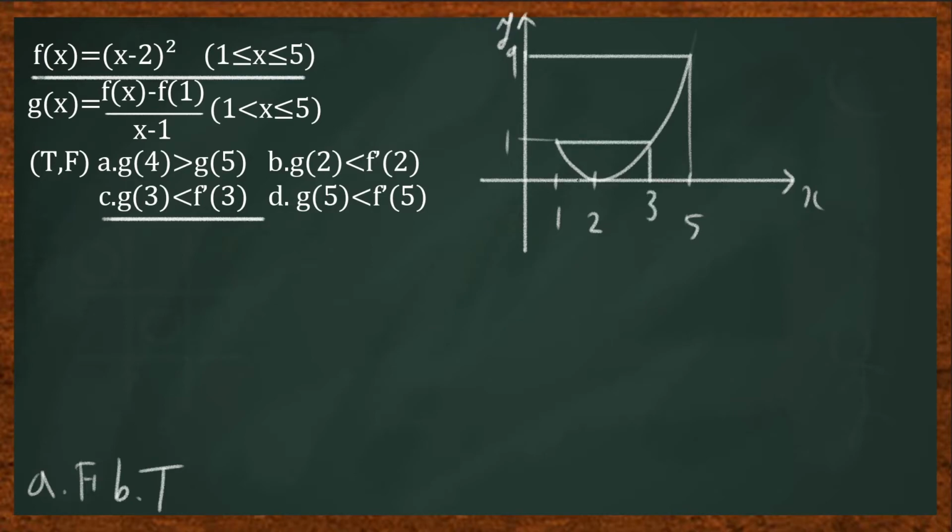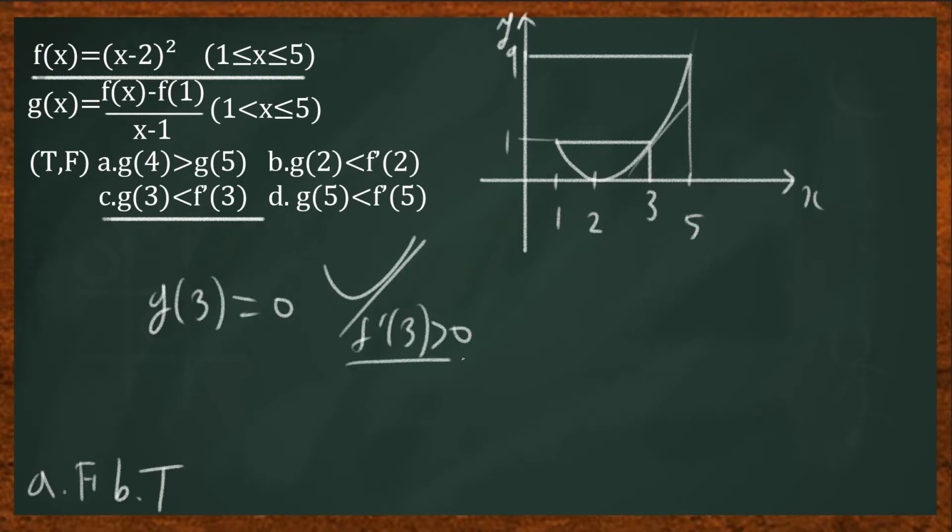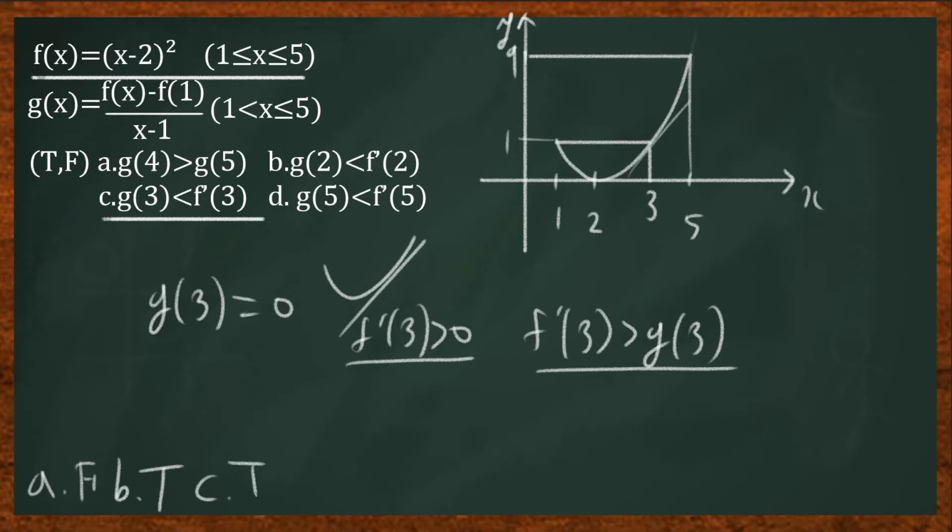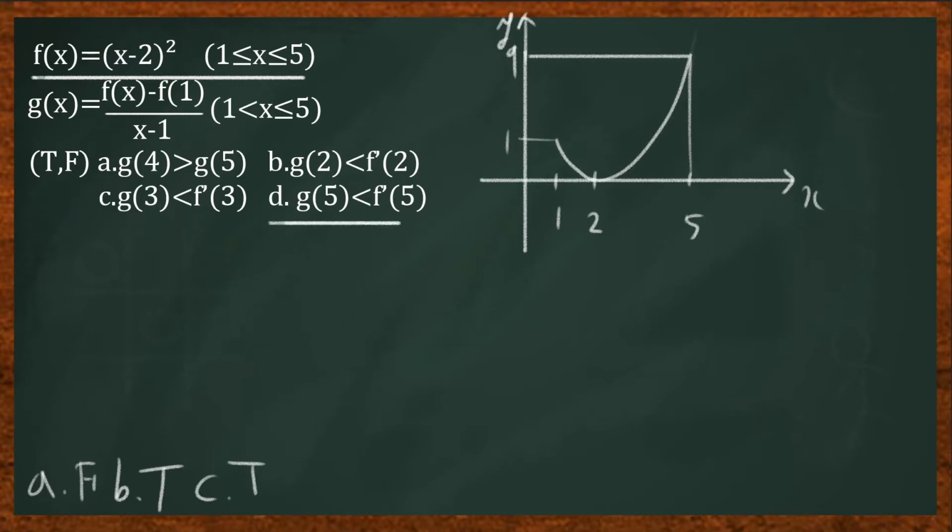Now let's look at C. g(3) is less than f'(3). g(3) will be drawn like this, and f'(3) will be drawn like this. Because g(3) is 0 and f'(3) is greater than 0, f'(3) will be greater than g(3). C is correct.